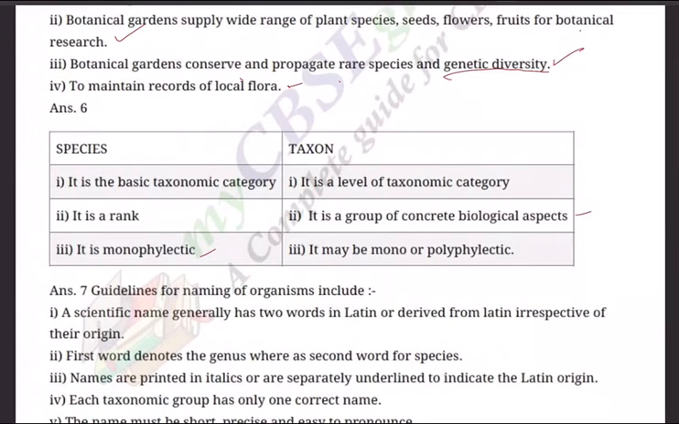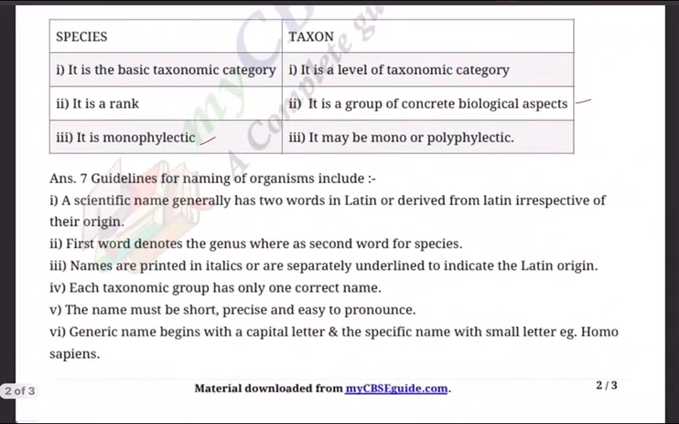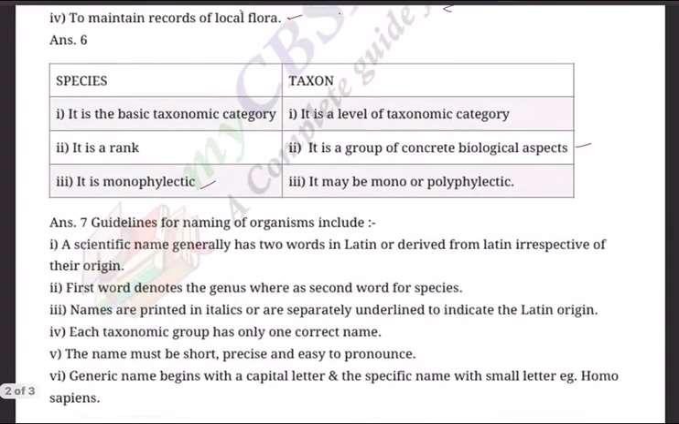Question number 7. Guidelines for naming of organisms include: scientific name generally has 2 words in Latin and is derived from Latin irrespective of their origin. Like you take our own Homo sapiens. 2 words are there, no? Scientific name of human being, Homo sapiens. First word denotes the genus, whereas second word is for species.